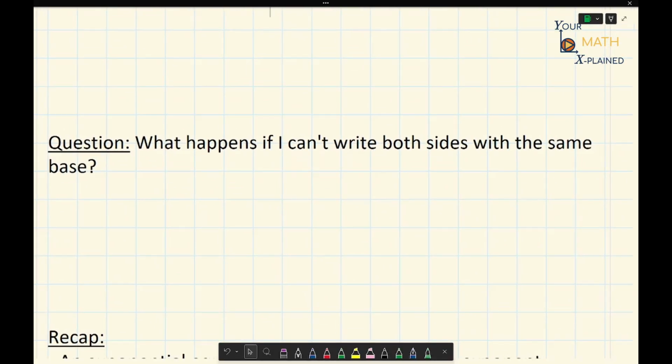So now after working through these 3 examples, a natural question that you might have is, what if I can't rewrite both sides with the same base? Well, that's when you start using logarithms, which we will cover in another video. That is going to allow us to handle exponents that don't match up nicely. But for now, if you can rewrite both sides with a common base, this method is clean, fast, and avoids using logarithms.